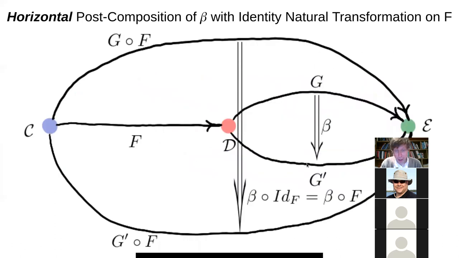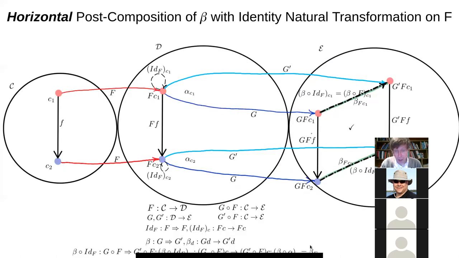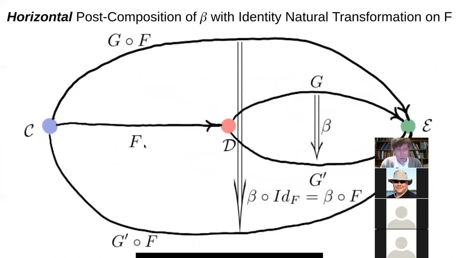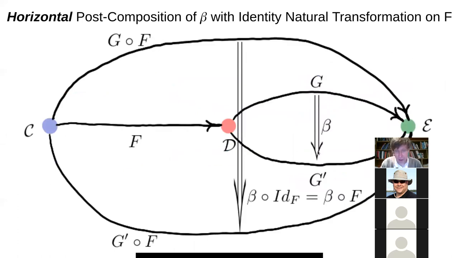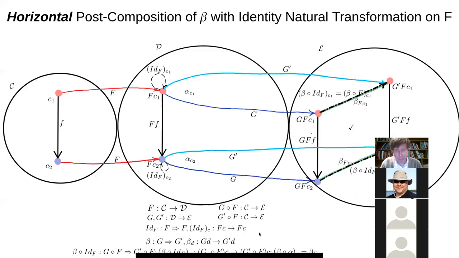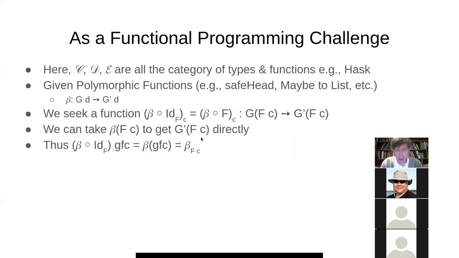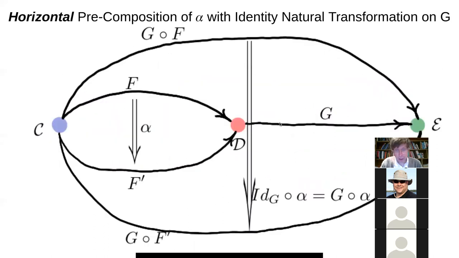So in short, it's just given by a beta shifted to apply at F of a given object. If you want to know the component for a given object C, all we have to consider is beta at F of C. F has already mapped C to FC, and we take beta at FC. Great. And that's this mapping from GF to G prime after F. It comes out of the functional programming phrasing of it.